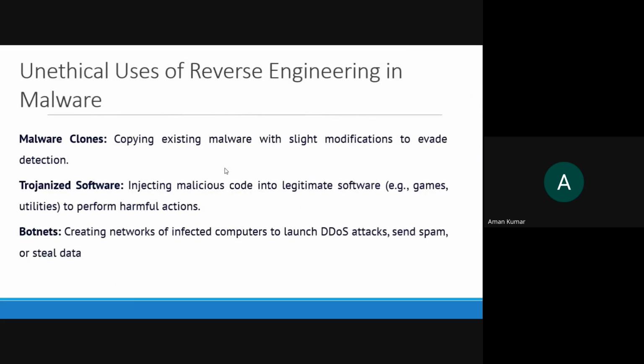Now, the unethical uses of reverse engineering, like malware cloning. Malware cloning means modification of data, like trojanized software, like a game utility. Let us suppose a normal malicious code is integrated into one file. These are all unethical use cases of reverse engineering.